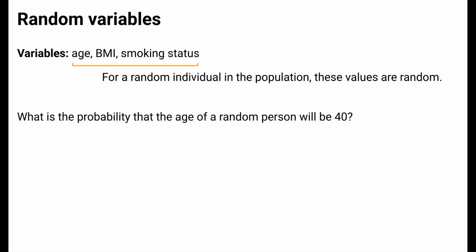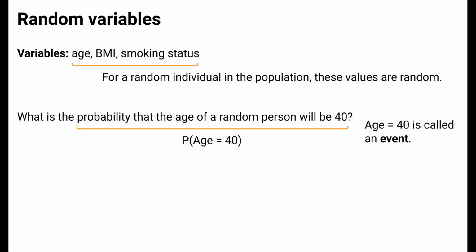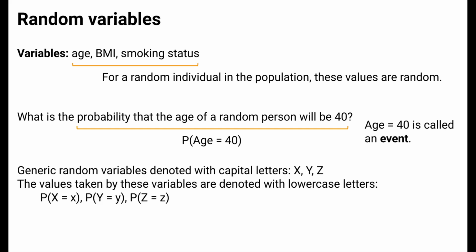We're often interested in the probability that a random variable takes a given value. For example, we may want to know the probability that a random person from the population is age 40. When a random variable takes a certain value, this is referred to as an event. Here, the event is age equals 40. We denote the probability of this event as P of age equal to 40. In situations where we refer to generic unnamed random variables, we use capital letters, and we refer to the values taken by those random variables with the corresponding lowercase letter.